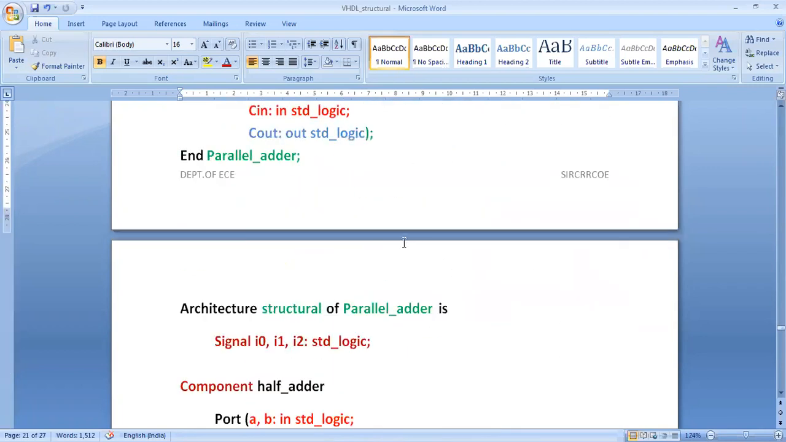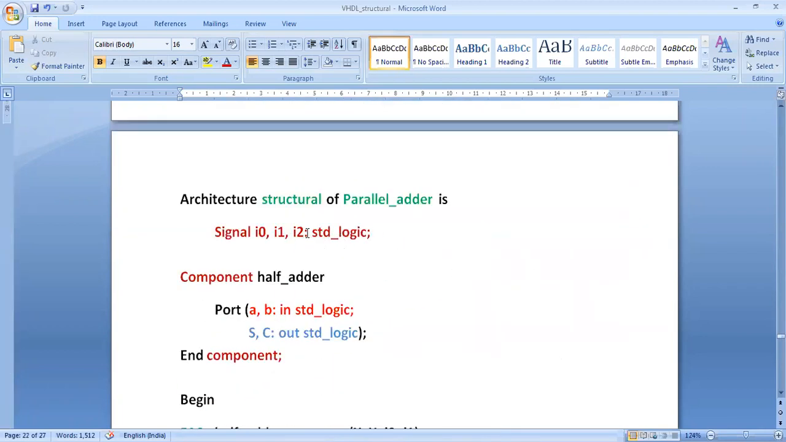So come back to the program. So now here take the architecture part. Previously I had considered I0, I1, I2, but now I wanted to go with the circuit. So therefore I am taking C1, C2, C3 as the intermediate signals. So that's why I am defining the signals. These are intermediate signals. They are not real signals. Interconnected signals. Okay, ma.